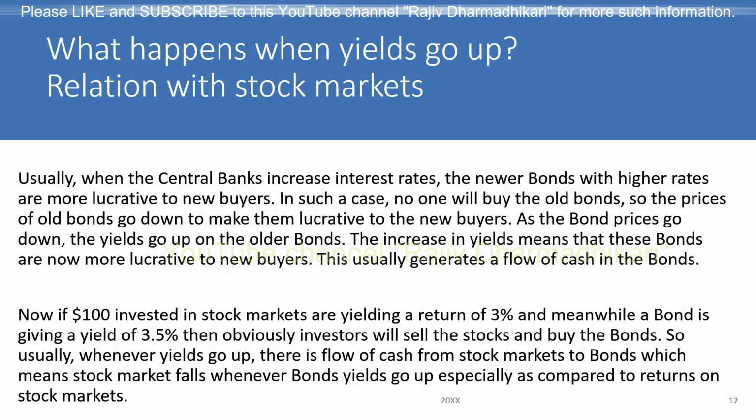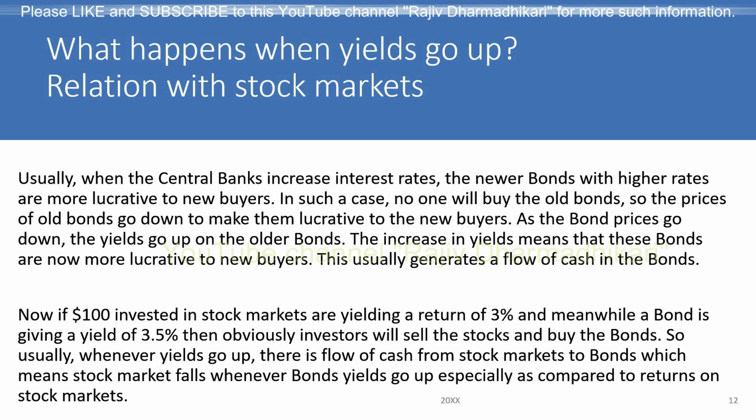What happens when yields go up? Relation with stock markets. Usually, when the central banks increase interest rates, the newer bonds with higher rates are more lucrative to new buyers. In such a case, no one will buy the old bonds, so the prices of old bonds go down to make them lucrative to the new buyers. As the bond prices go down, the yields go up on the older bonds. The increase in yields means that these bonds are now more lucrative to new buyers. This usually generates a flow of cash into the bonds.